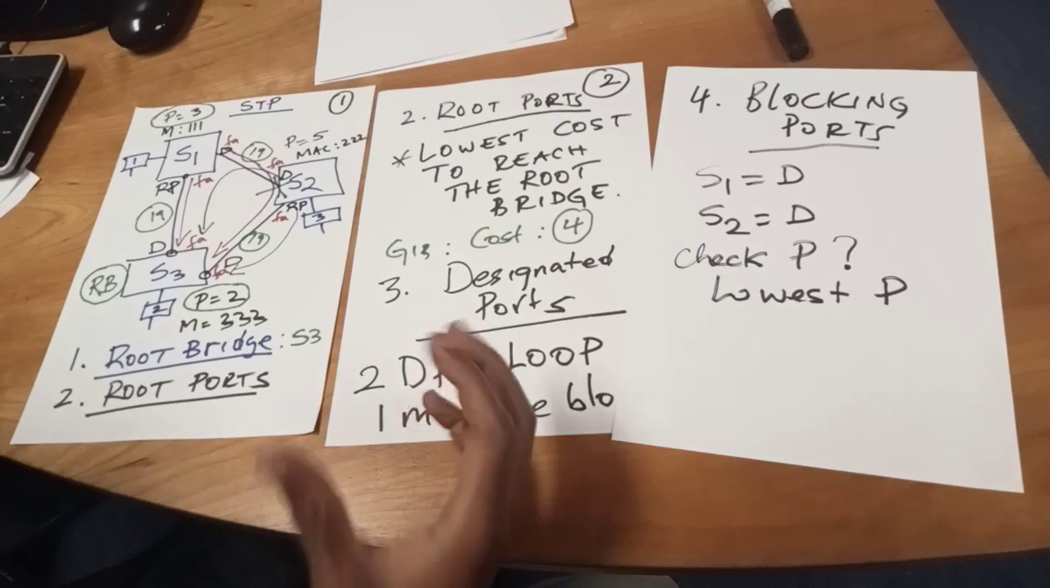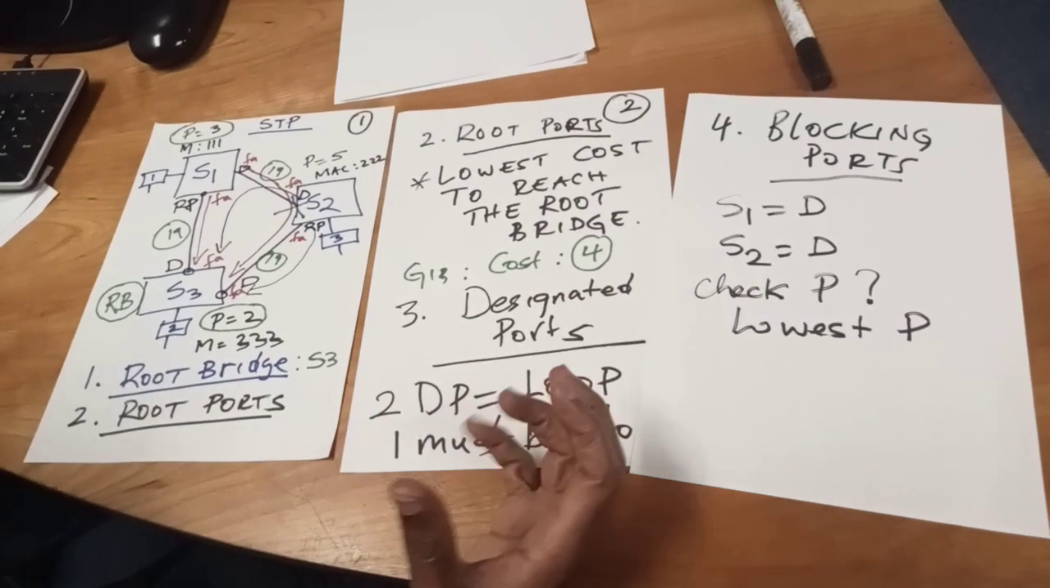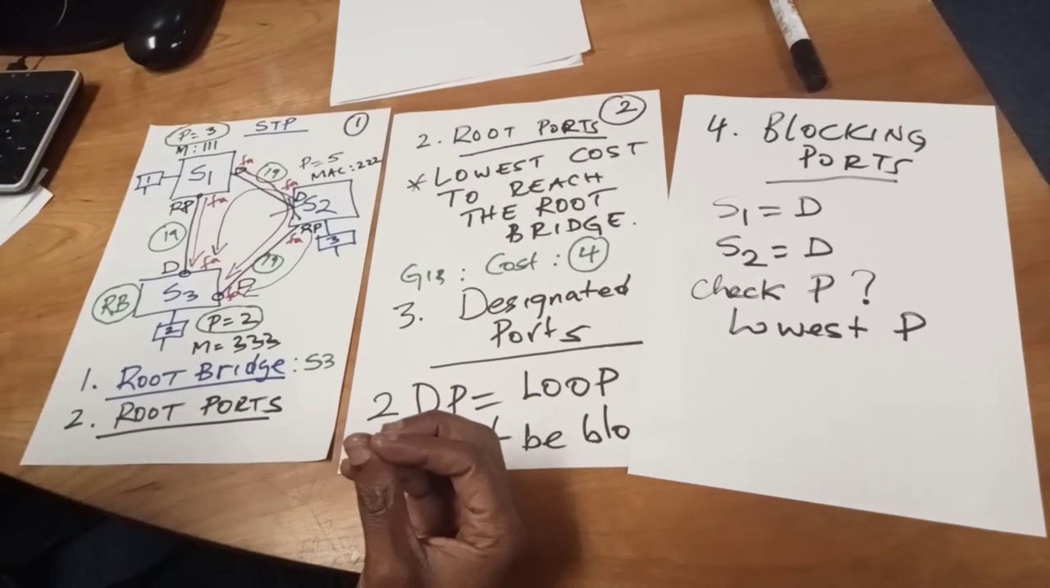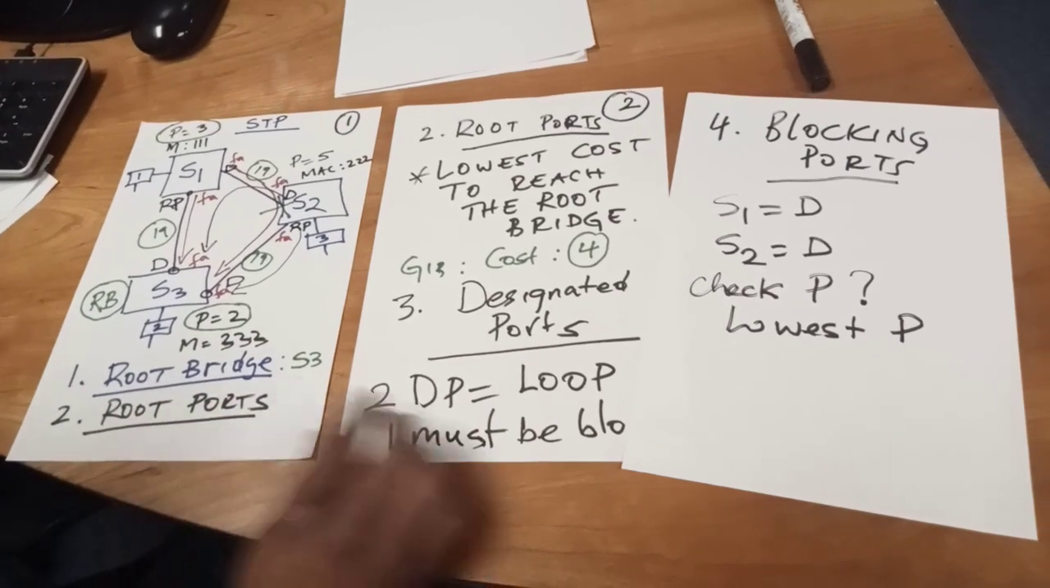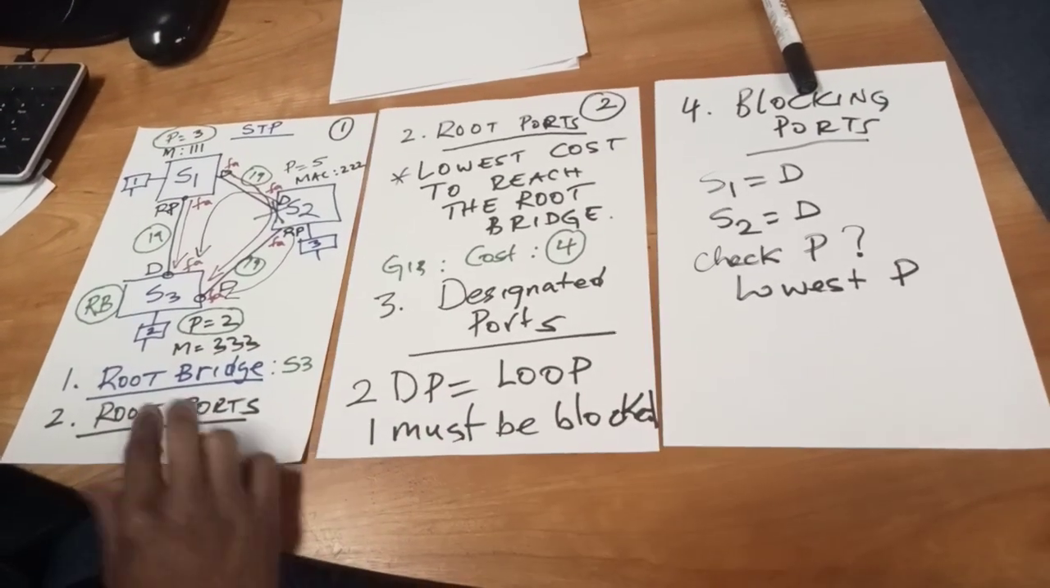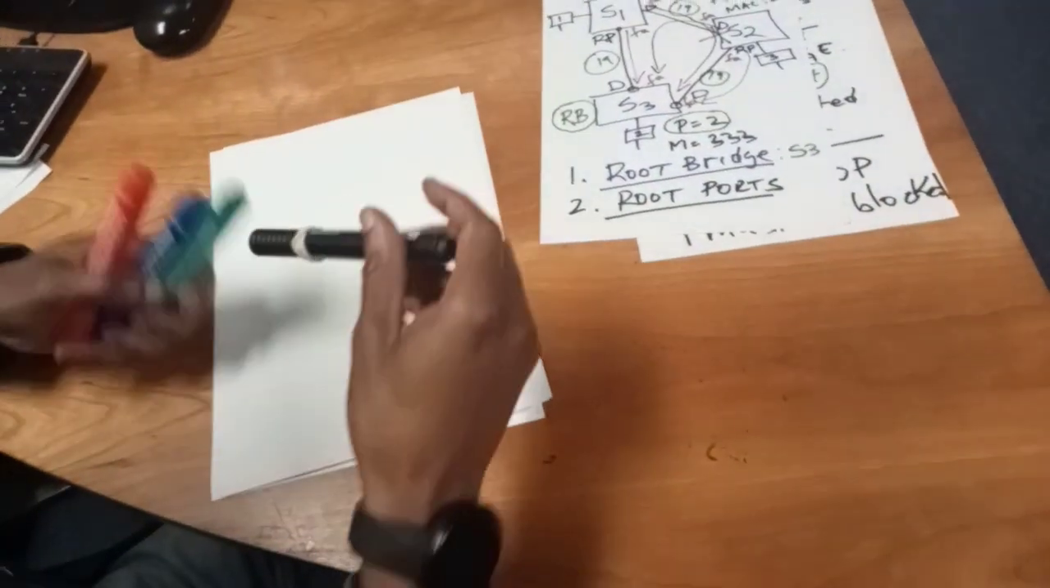So this is how spanning tree works, how spanning tree will block a port in order to create a loop-free topology. Now I'm going to give you an exercise, and you are going to do it.